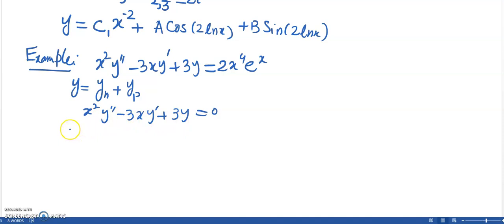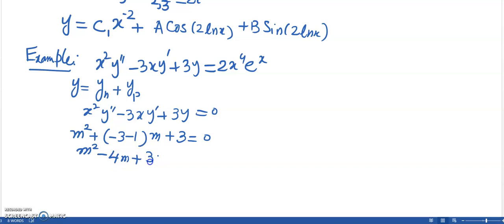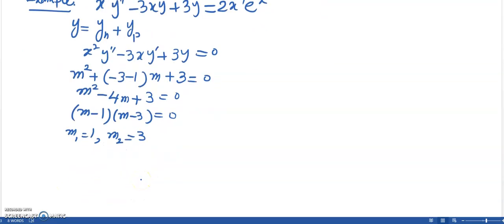And for this equation, since this is an Euler-Cauchy equation, we can find its characteristic equation as m squared plus (a minus 1), a is minus 3, so minus 3 minus 1, m plus b, which is 3. So its characteristic equation is m squared minus 4m plus 3 equals 0, which factorizes into (m minus 1)(m minus 3) equals 0. So m1 will be equal to 1, m2 will be equal to 3, and it will be a real distinct case.